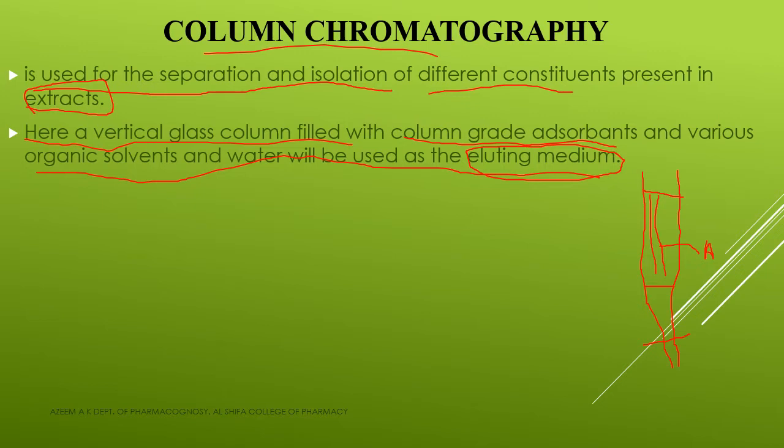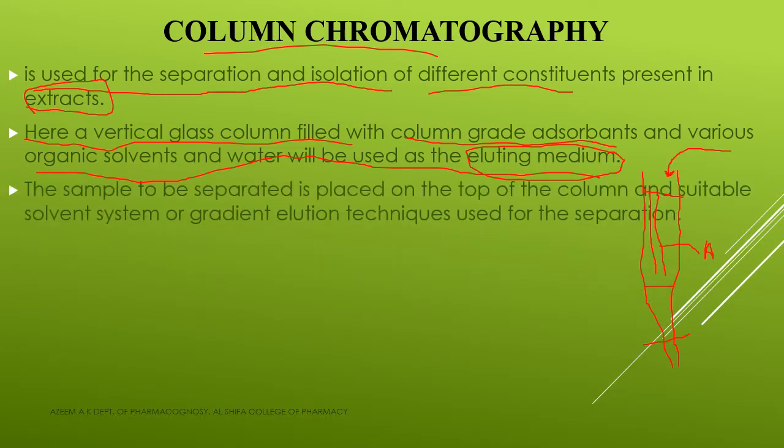After this the sample will be eluted with the help of different eluting agents or solvents, and these solvents are composed of various organic solvents as well as water. That is, from benzene to water, organic solvents as well as non polar solvents will all be there. So it is composed of organic solvents as well as water. Clear? And the sample to be separated is placed on the top of the column.